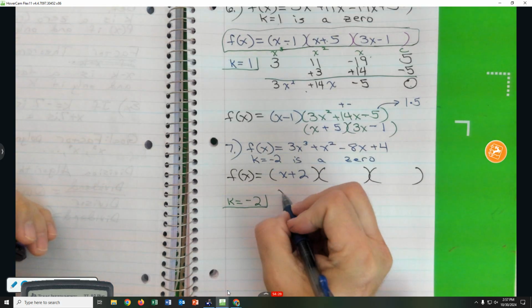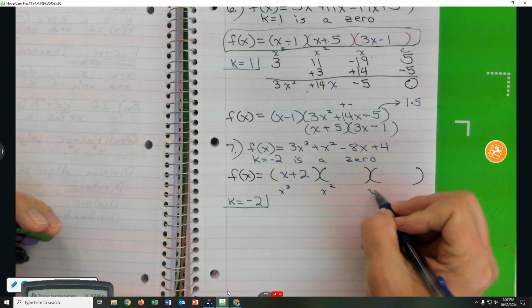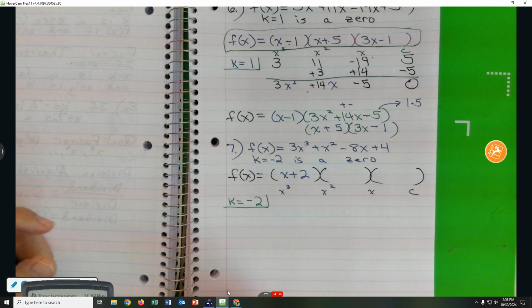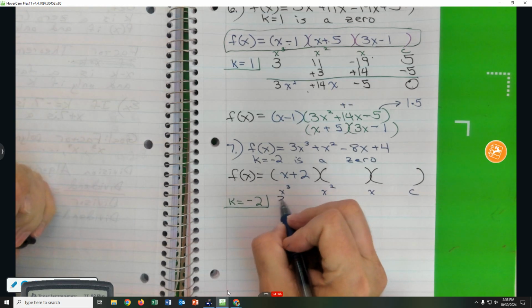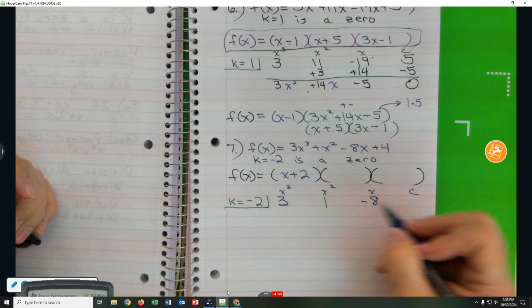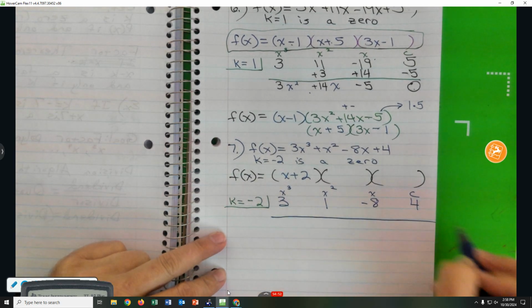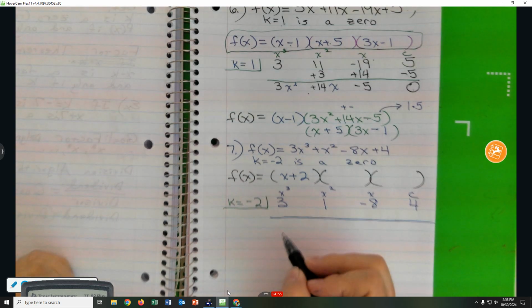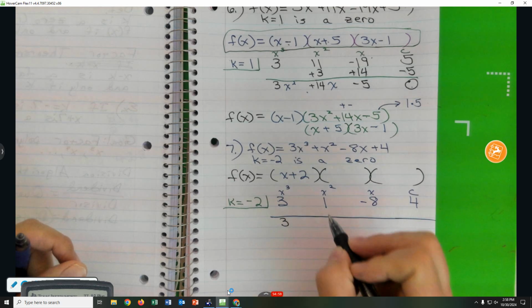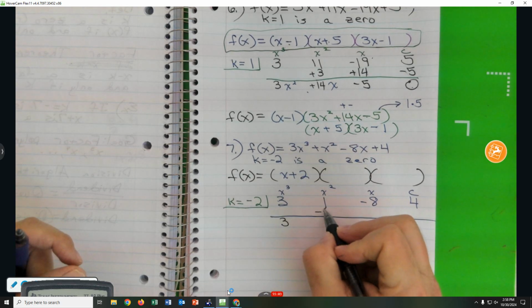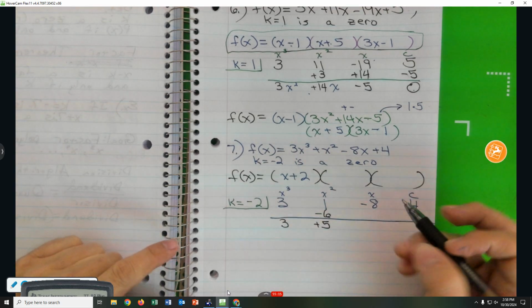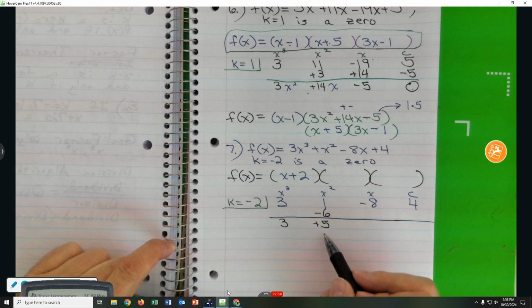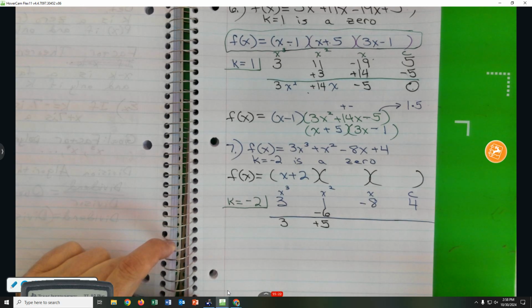We have an x cubed, an x squared, an x, and a constant. Let's fill in the numbers going across. And I skip a line. 3 times negative 2, I agree with the negative 6. Okay, 1 minus 6, that's a positive 5. 5 times negative 2, I'm getting a negative 10.